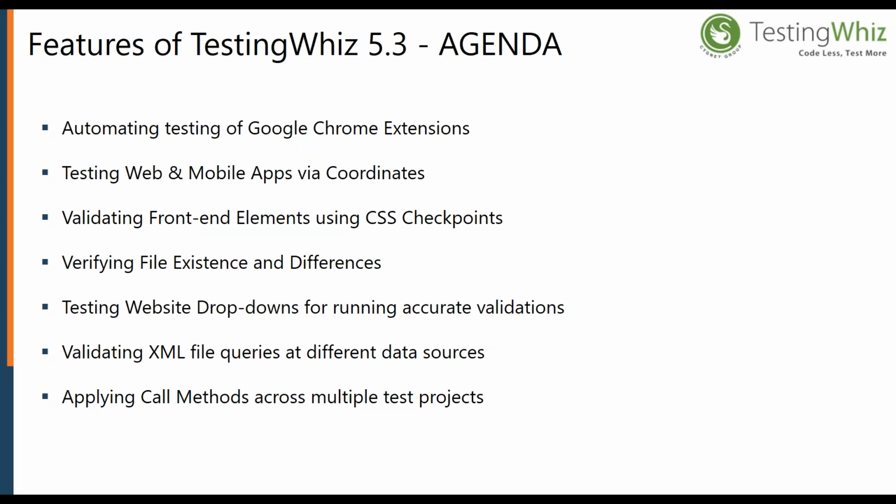So these are the features that are part of the recent version and part of our agenda tonight. First is automating testing of Google Chrome extensions. Second is testing web and mobile apps via coordinates. Third is validating front-end elements using CSS checkpoints. Fourth is verifying file existence and differences. Fifth is testing website dropdowns for running accurate validations. Sixth is validating XML file queries at different data sources. Lastly, we have applying call methods across different test projects.